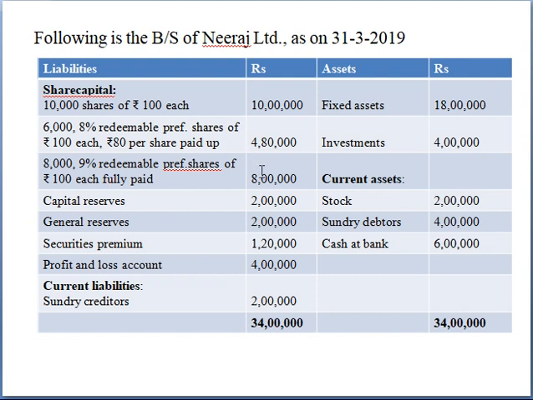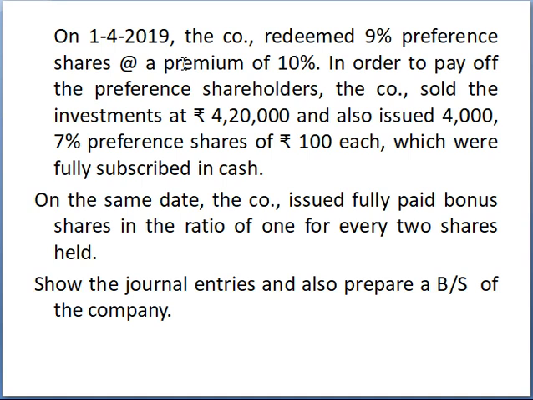So 8 lakh preference share capital is redeemed at a premium of 10%, which means the company will pay a premium of 10%, that means 80,000 will be paid as the premium. So totally 8,80,000 will be payable. Next, in order to pay off the preference shareholders, the company sold the investment at rupees 4,20,000. Now the company sold an investment for 4,20,000.